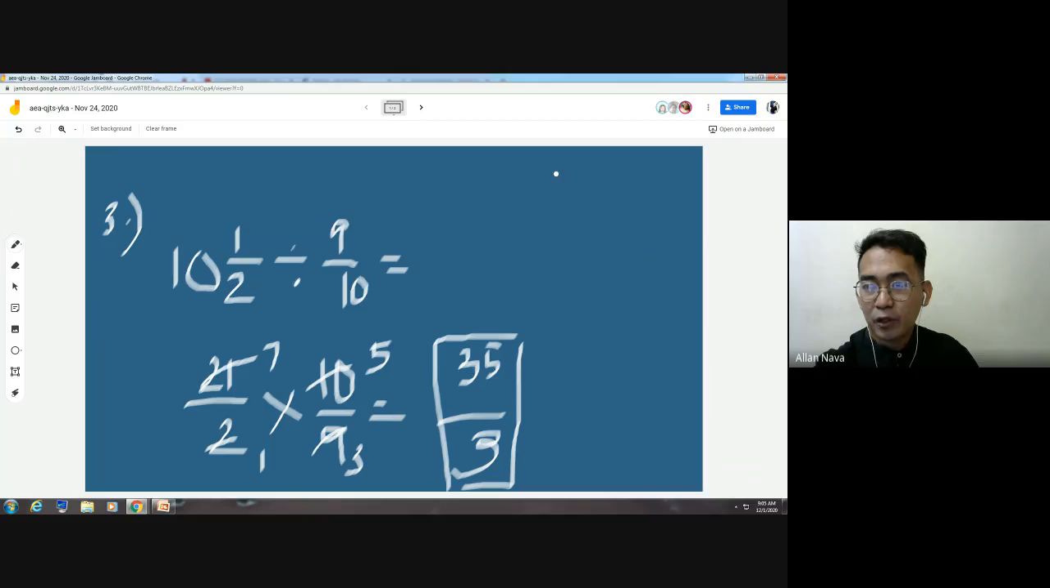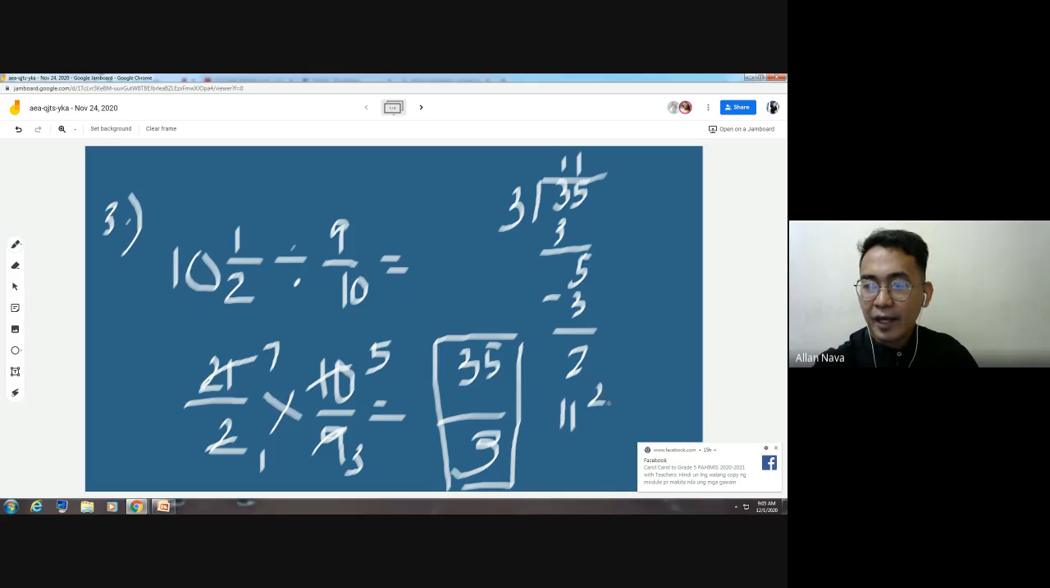Definitely not. So you're going to get the mixed form of that fraction by dividing. 35 divided by 3: 3 goes into 3 once, and then 0. Bring down 5. 5 divided by 3 is 1. 1 times 3 is 3. 5 minus 3 is 2. So you get 11, and then the remainder is 2. And then copy 3. So the answer is 11 and 2/3.